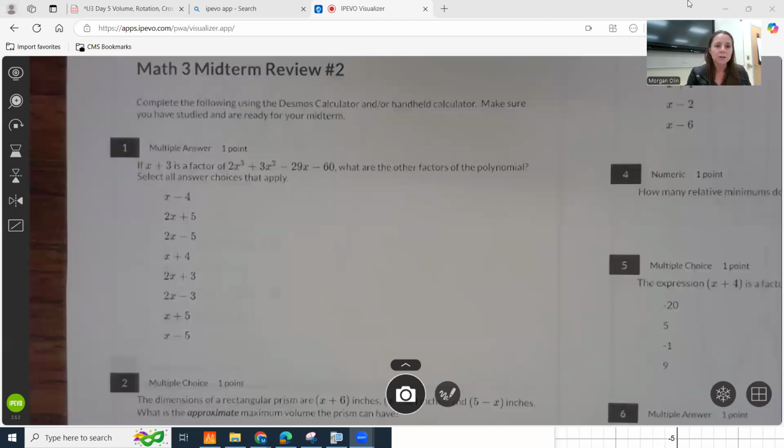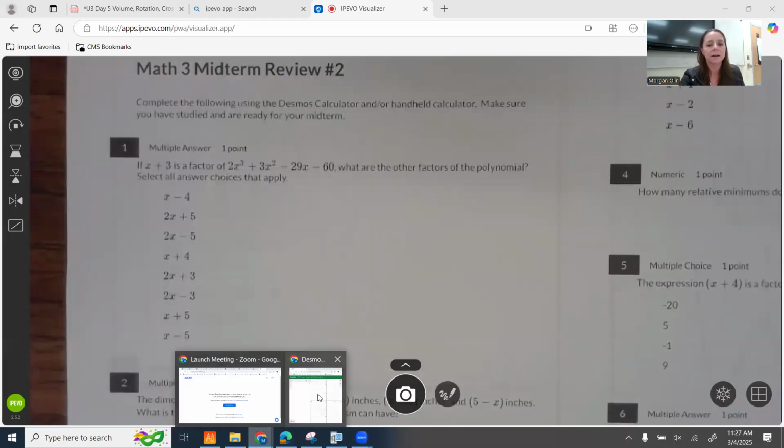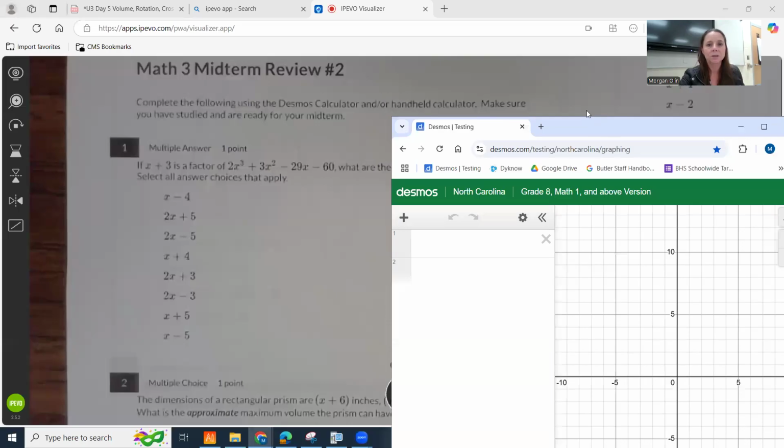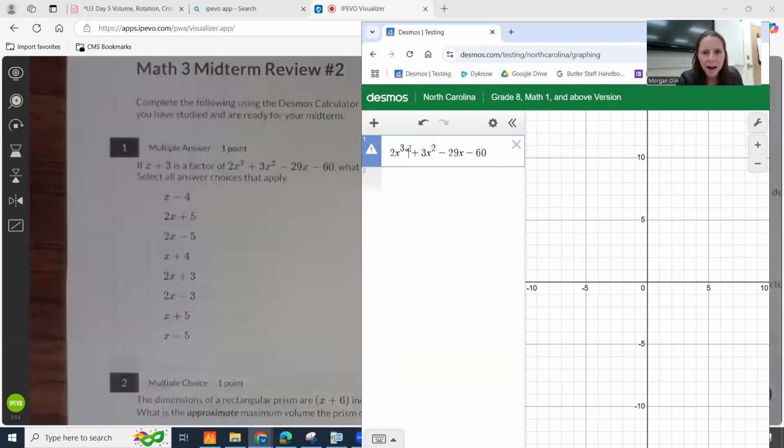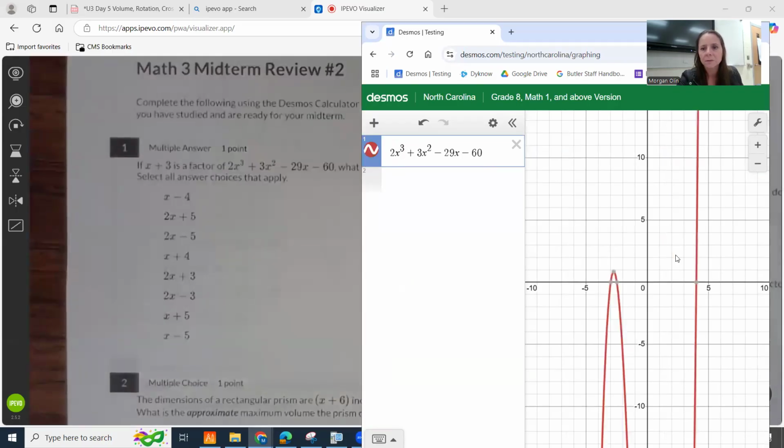All right, if x plus 3 is a factor, what are the other factors of the polynomial? Honestly, the quickest way to find the factor is to go to Desmos and plug this in. So 2x cubed plus 3x squared minus 29x minus 60. I had something wrong in there. And you go to the x-axis.